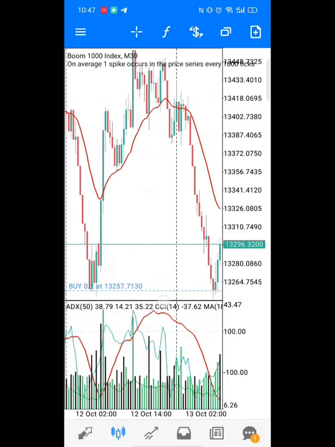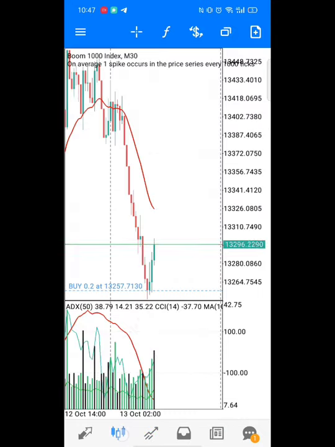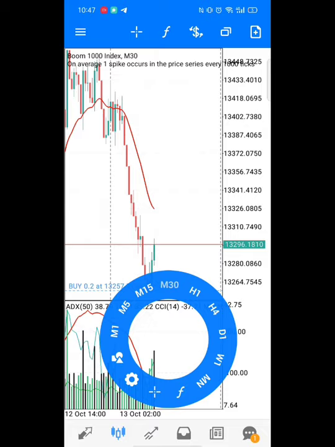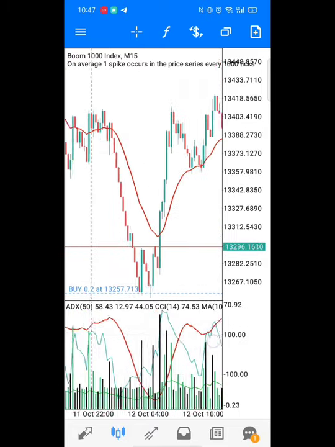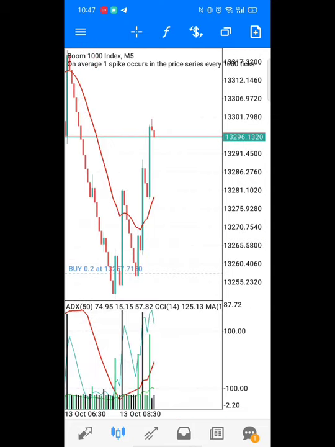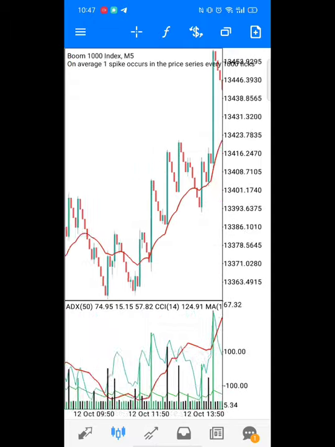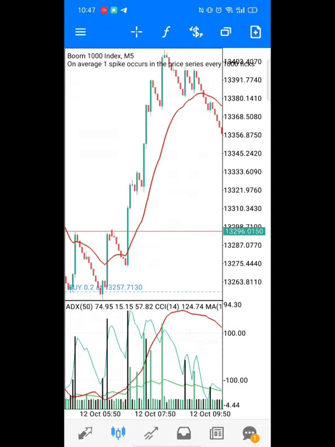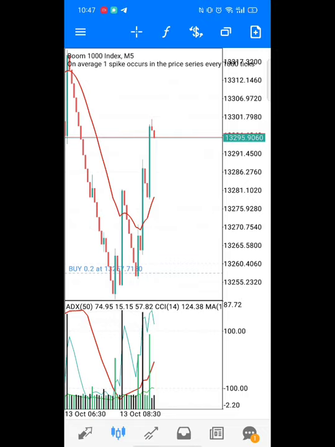I went to the 15-minute time frame, same thing, a support zone. It has to bounce back, you can see. That's another confirmation. Then the 5-minute time frame, it was also on the same principle, same thing. You can see my entry, it's a support zone. So this is a signal for a buy.